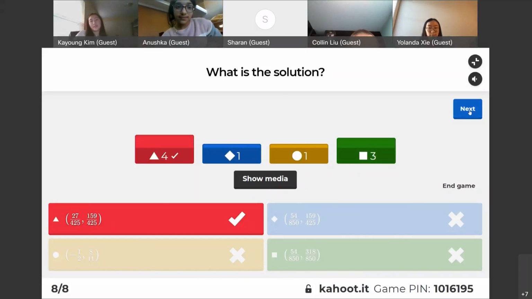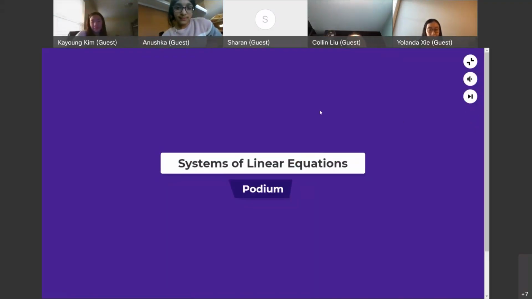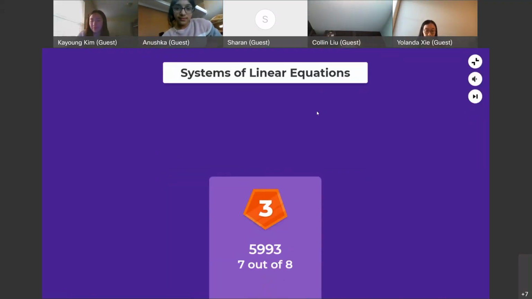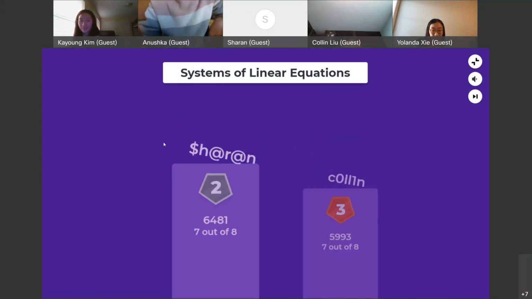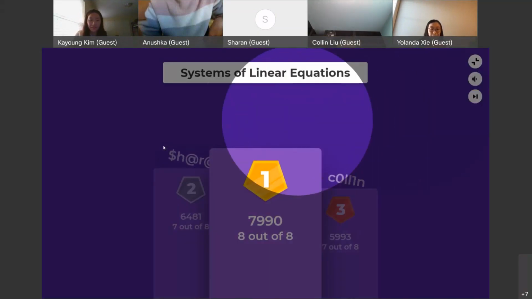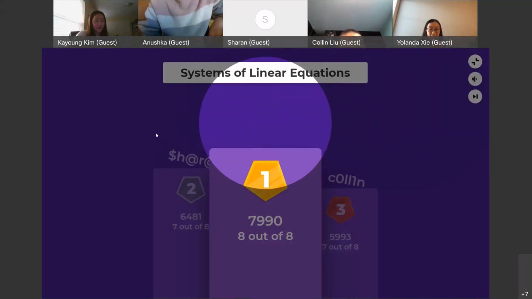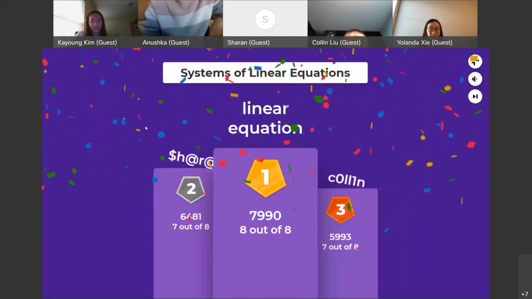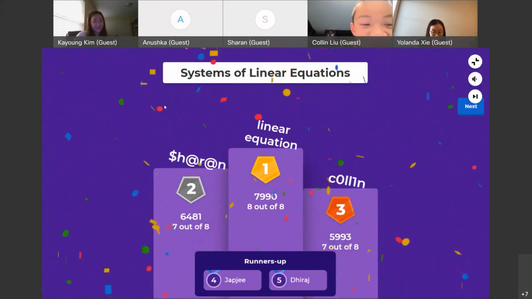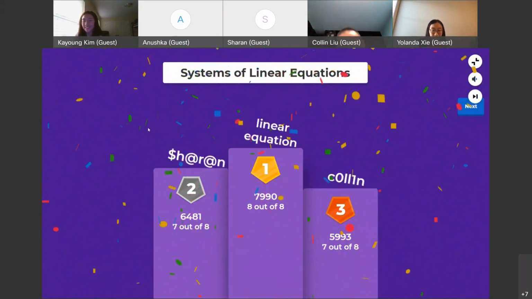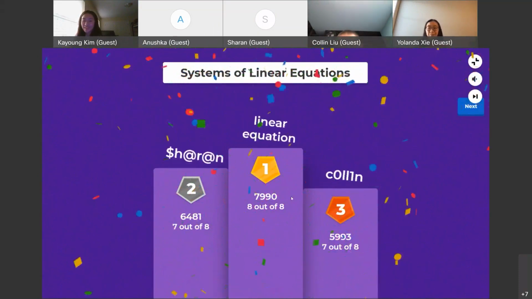Well, let's see the leaderboard. Or the podium. I'm pretty sure the blue and red are the same thing. Colin, I thought you said you were lost. You got 3rd place. Great job. Sharon stepped up and won. Yes, great job to linear equation, whoever that is. Yolanda, I wonder. And then great job to the runners-up as well.